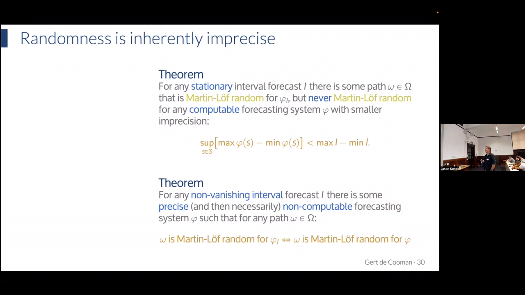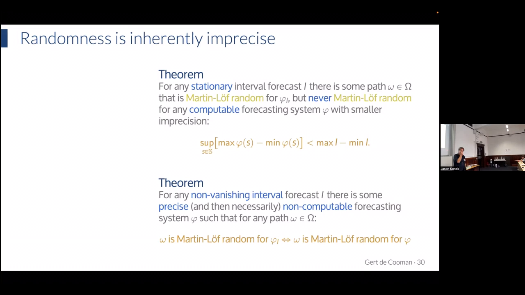Well, the idea is that there are sequences that are essentially random for something that is imprecise, but never for anything that is more precise. In particular, never for anything that is precise. If something is precise, then the maximum of the forecasting system minus the minimum, these will be equal, and so this will be zero. So it will satisfy this condition. The supremum of zeros will still be zero, and it will definitely be smaller than the difference between the maximum and the minimum of the interval, if that is a real, imprecise interval. Okay.